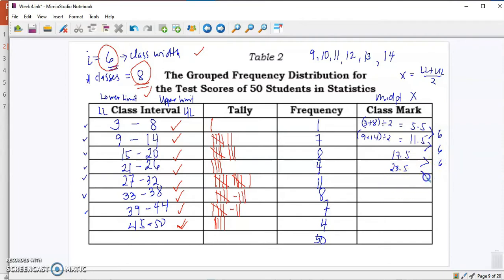Now, we expect that the difference is 6, so adding 6 to 23.5, we have 29.5. Is this also true when we get the average of 27 plus 32? Yes, it's also true, because 27 plus 32 is 59, divided by 2 is 29.5. So, you can actually play a lot with the values that we have in a frequency distribution.